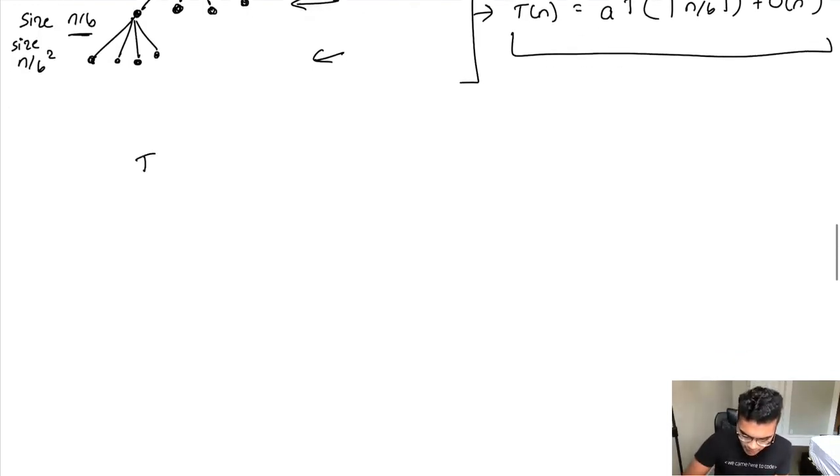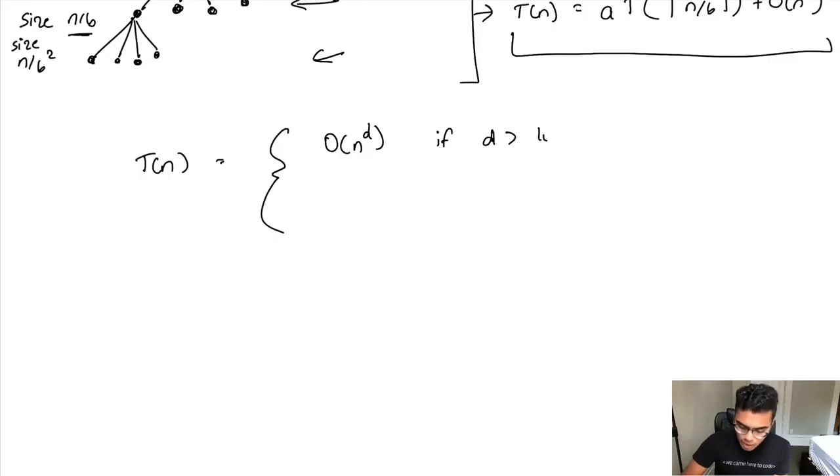You can say that T(n) is equal to, and then there are 3 cases for the master theorem. You could say that T(n), the runtime of this algorithm, is O(n^d) if d is greater than log_b(a). You would say that the runtime of this algorithm is O(n^d log n) if d is equal to log_b(a).